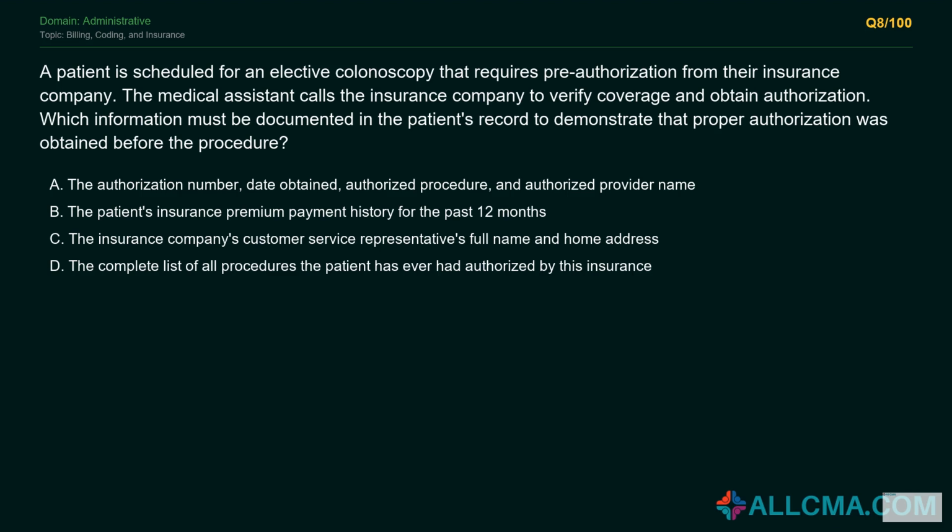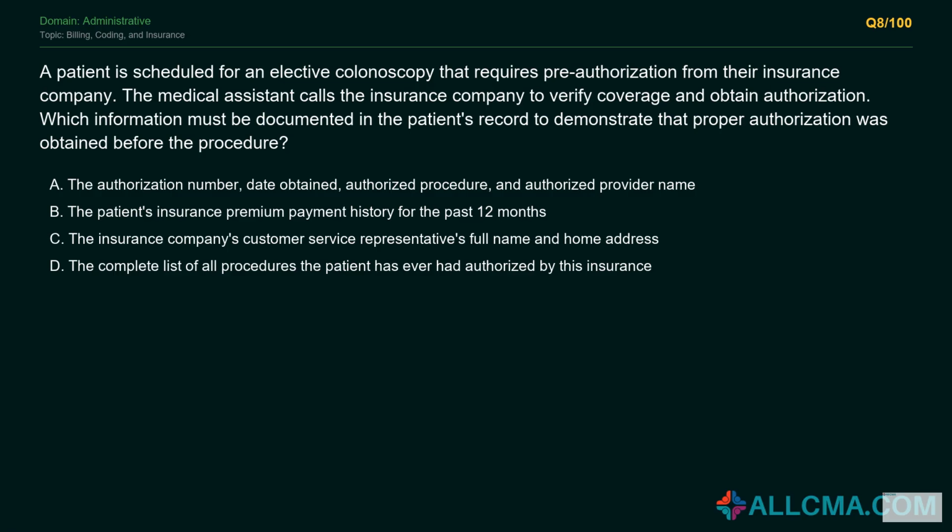Question 8. A patient is scheduled for an elective colonoscopy that requires pre-authorization from their insurance company. The medical assistant calls the insurance company to verify coverage and obtain authorization. Which information must be documented in the patient's record to demonstrate that proper authorization was obtained before the procedure? Option A, the authorization number, date obtained, authorized procedure, and authorized provider name.